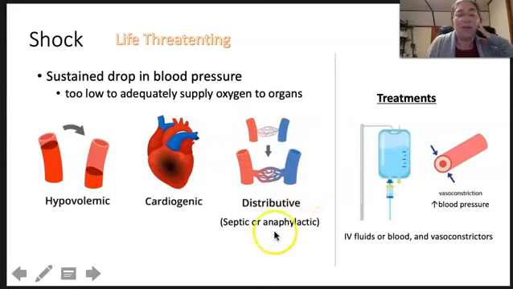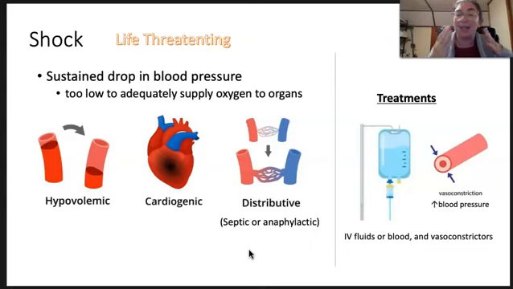And then distributive shock. So the two types of distributive shock. Distributive shock is when you have massive vasodilation. So if these are your capillaries and your arteries and your veins normally, they all become dilated, like all over your body at once. Systemic vasodilation. And when the blood vessels dilate, the blood pressure drops. And so this can happen due to sepsis, which is an infection of the blood by bacteria or fungi that lead to a whole bunch of cytokines being released that cause massive vasodilation.